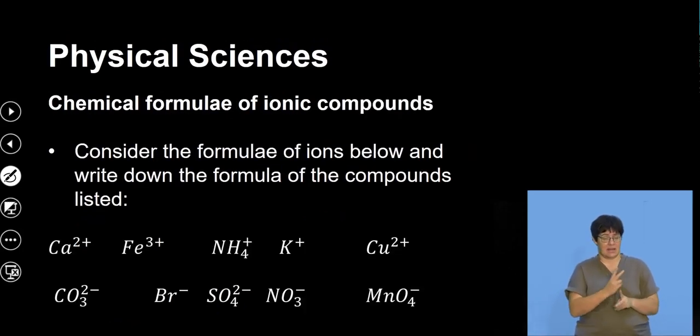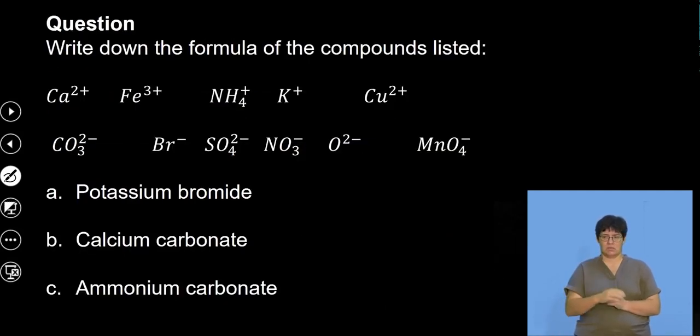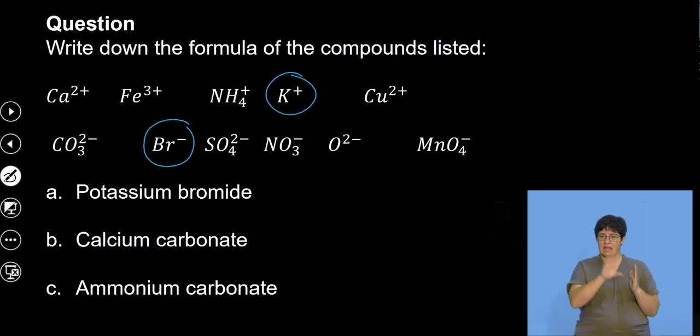And then once again, we are given the different ions below. We want to write down the formulas of compounds. These are different cations, because they are positive. And then these are anions because they are negative. Right. Now, potassium bromide. That's our potassium cation, bromide. Do the charges cancel out? Yes, of course. So it's KBr.